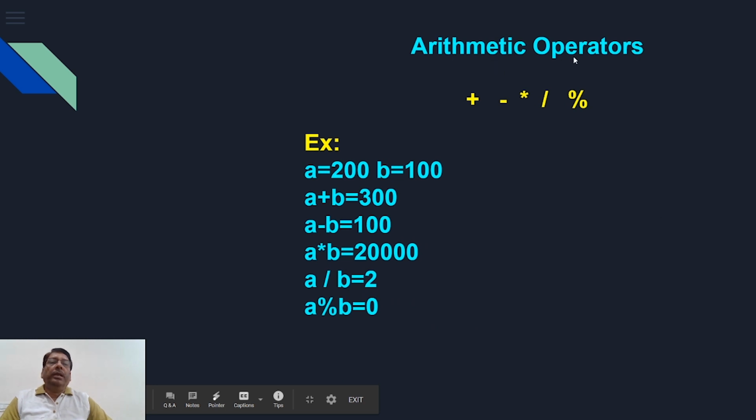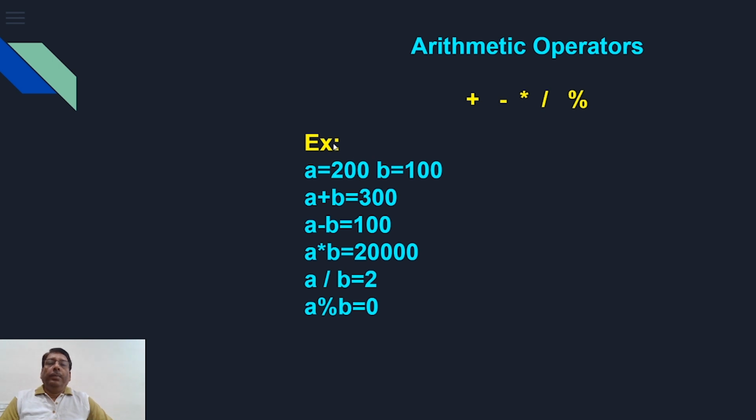When we say arithmetic operators, it means you can perform addition, you can perform subtraction with the help of this operator, you can perform multiplication with the help of this, you can perform division with the help of this, and then you can check for the remainder after division with the help of this percent symbol. Otherwise, you can also call it modulo and so on.